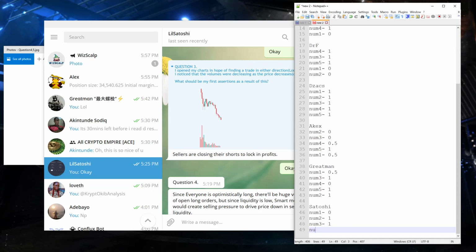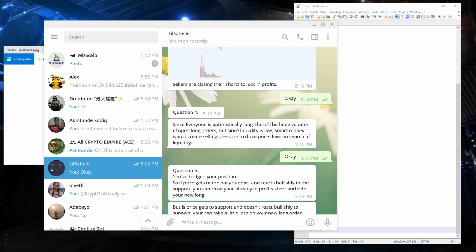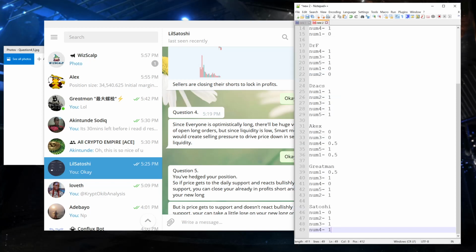So number 4. Since everyone is optimistically long, there will be a huge volume of open long orders. But since liquidity is low, smart money will create selling pressure to that price. That's correct. So that's a 1.